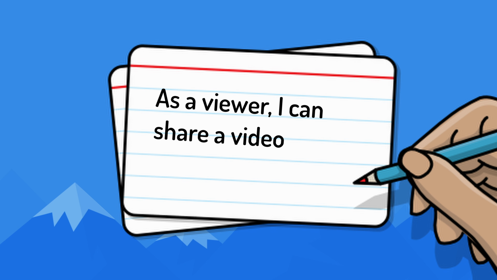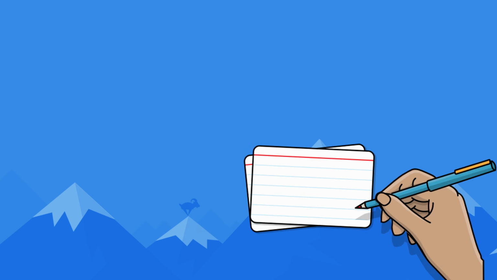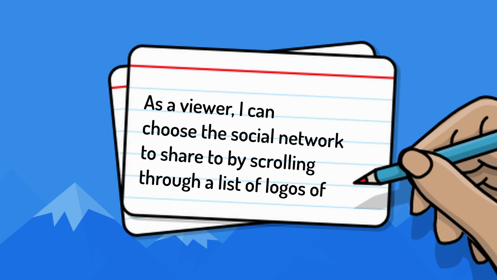A subsequent story could then be, as a viewer, I can share a video to various social media sites. This could be done with a very simple user interface at first. No fancy scrolling through a list of logos, maybe just a drop-down list of text with the names of the social networks. The final story could then be something like, as a viewer, I can choose the social network to share to by scrolling through a list showing the logos of each. Splitting by interface works because the ultimately desired feature can be built up to by progressively more detailed and better interfaces.